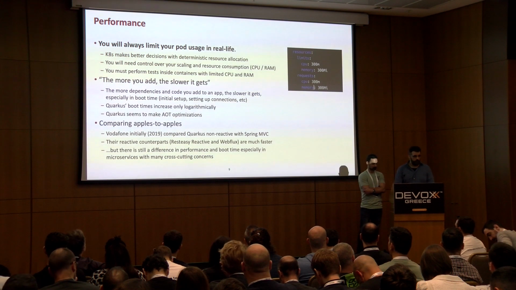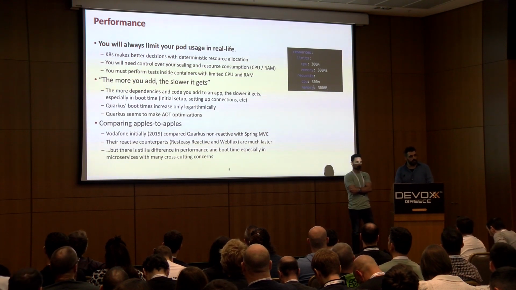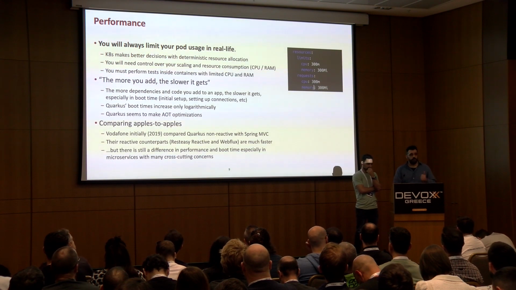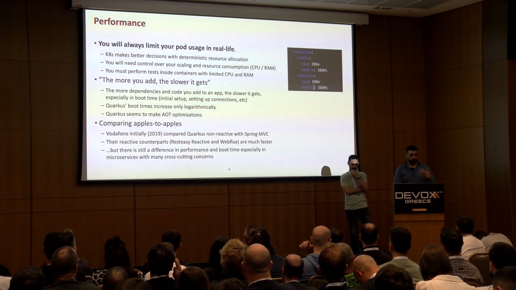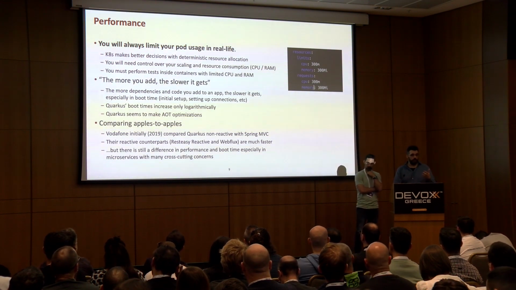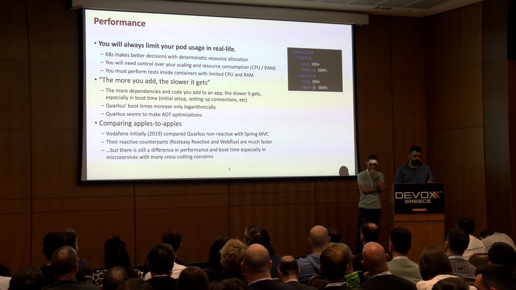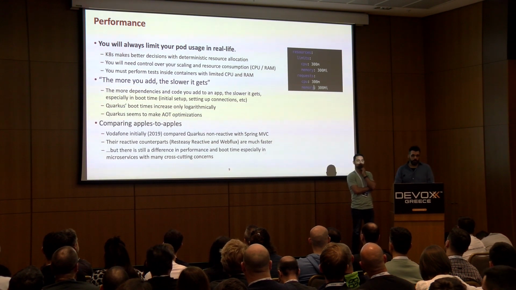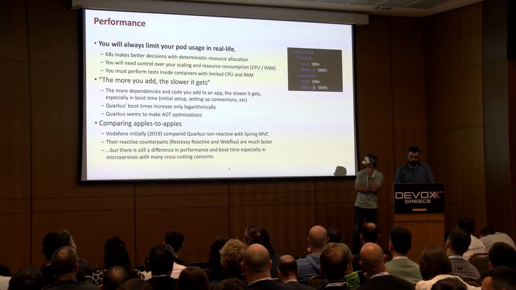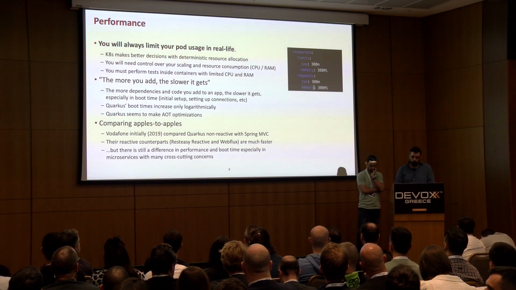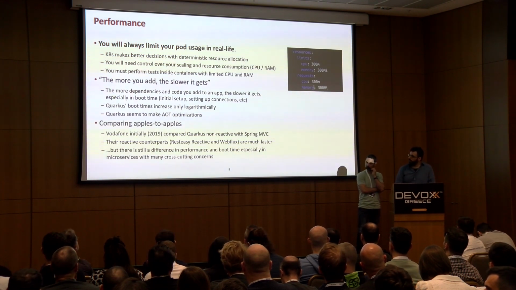Okay, and just to be totally transparent, the numbers for 2019 were based on Spring MVC, the non-reactive version, and the Quarkus non-reactive version, because there wasn't any REST reactive there. This is why the numbers that you see here are totally different, because for both of those frameworks we used their reactive counterparts.